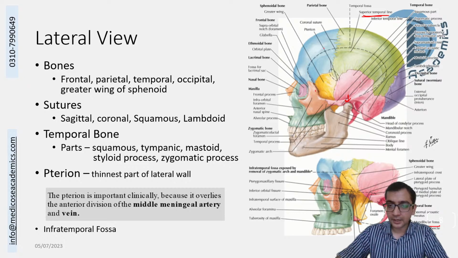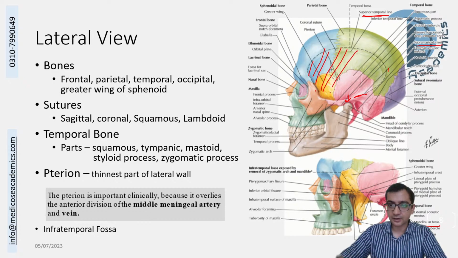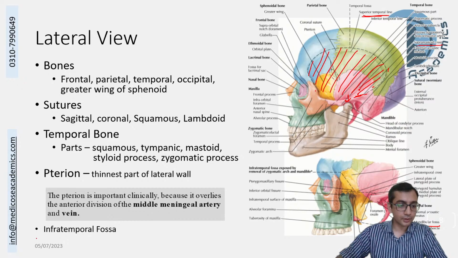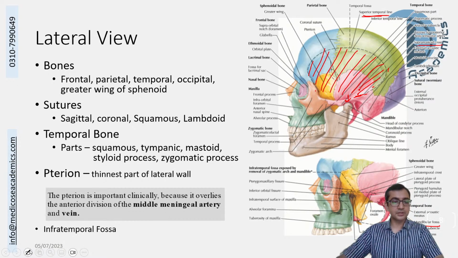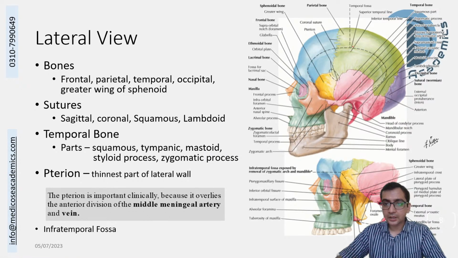It moves all the way up, back, and down, and it becomes continuous with the supramastoid crest. I will go into the supramastoid crest right now. So this demarcates the area for the temporal fossa. So this is the area for the temporal fossa. Just below this area is the infratemporal fossa.